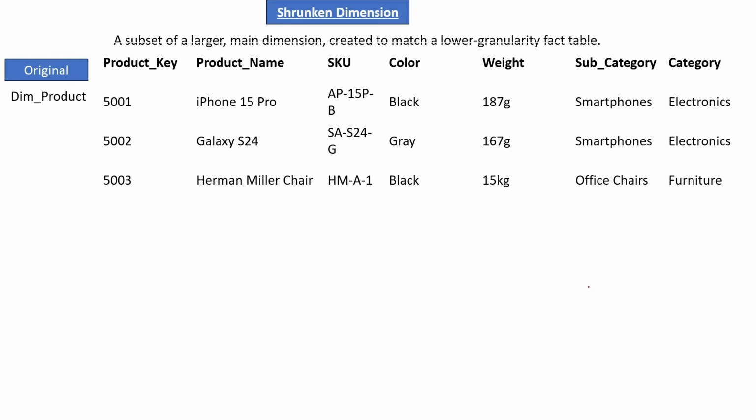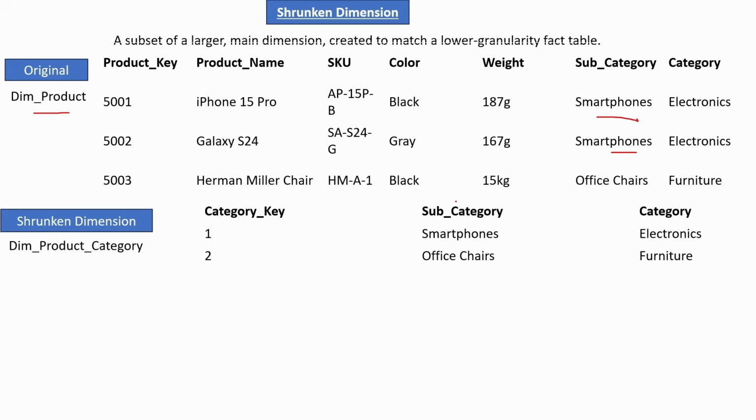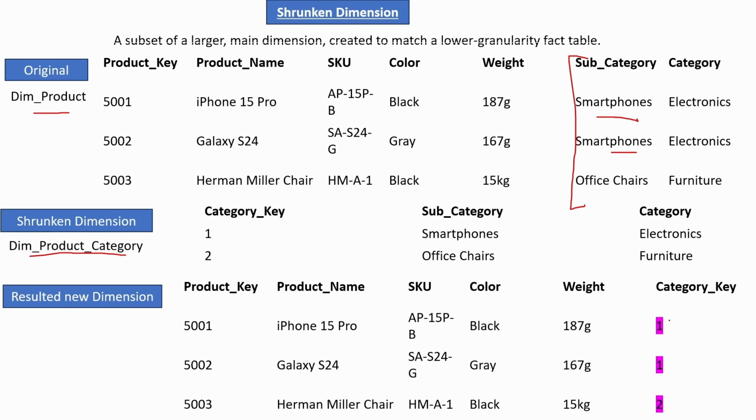Okay, and if I talk about the example, let's suppose this is my original table. Table name is dim product, and it has a couple of columns. I am seeing redundancy here, like category and subcategory. So I will create a shrunken dimension, and I will pull the category and subcategory columns into another table, which is known as dim product category. And in place of these two columns, I will just add my surrogate key. In this way, I have created a shrunken dimension which made my model cleaner.